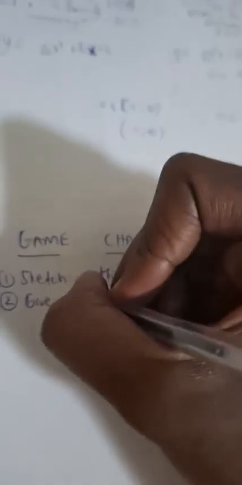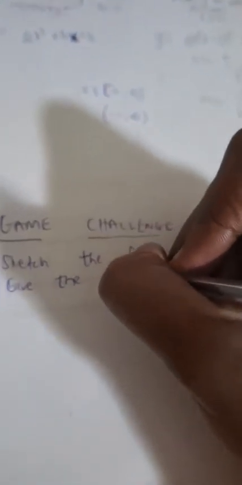Secondly, give the domain and range. Three, for which value of x is the function that you have sketched: A, for which value of x is the function increasing. Then B, for which value of x is the function decreasing. Okay.